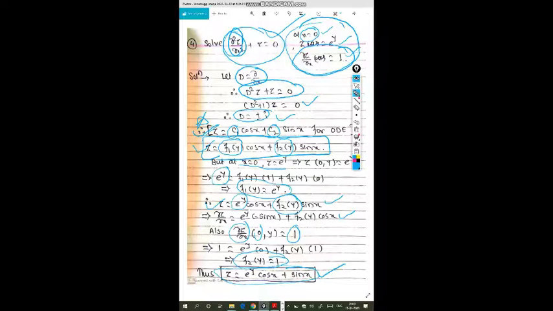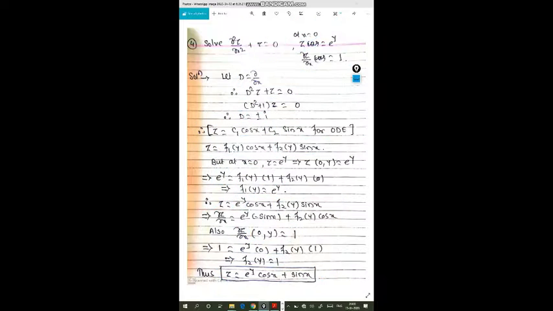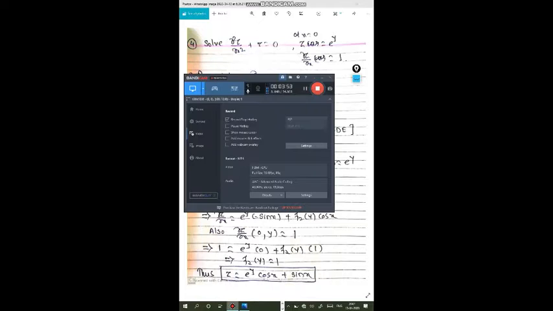But remember one important thing: when you integrate partially with respect to x, treat y as a constant and take the constant of integration as a function of y. Similarly, when you integrate with respect to y, treat x as a constant and take the constant of integration as a function of x. So that is about solving by direct integration, and these examples carry a weightage of 2 marks in the final exam.